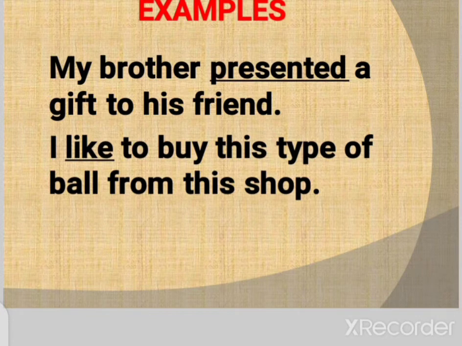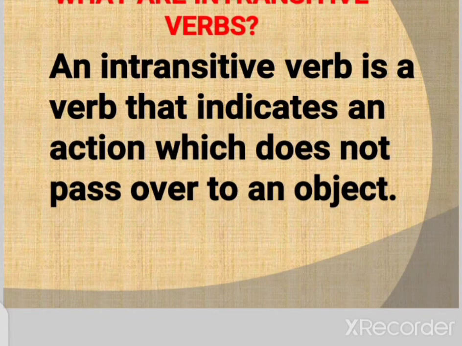Now, what are intransitive verbs? An intransitive verb is a verb that indicates an action which does not pass over to an object. If the action does not pass over to an object and limits itself to the subject, the doer of the action, then it is an intransitive verb.